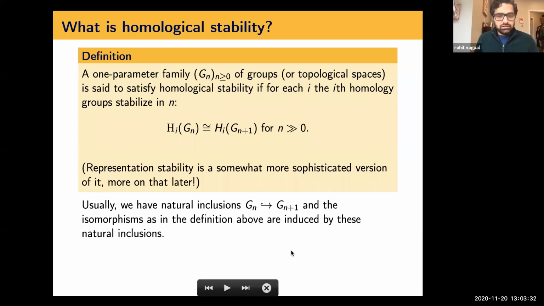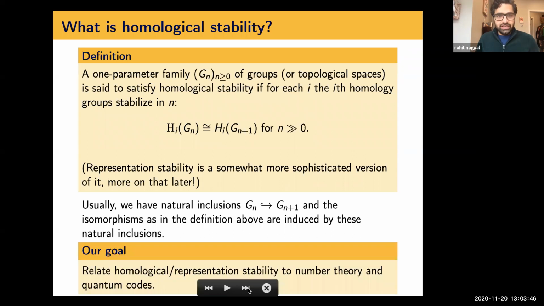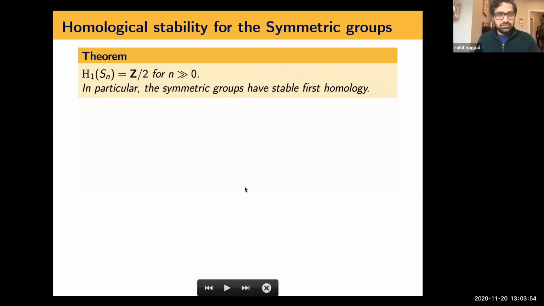We usually also have some sort of inclusion maps between these groups, and these isomorphisms between homology groups are induced by these inclusions, right? So let's see an example. Our goal is to relate this to number theory and quantum codes. So let's start with an example. This is an easy example to understand.